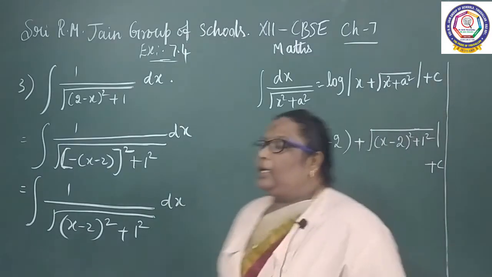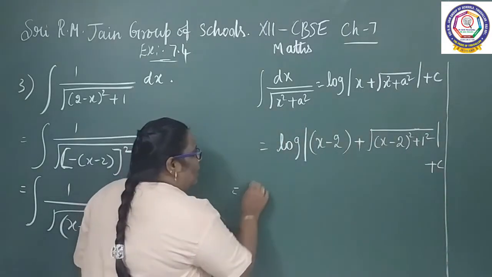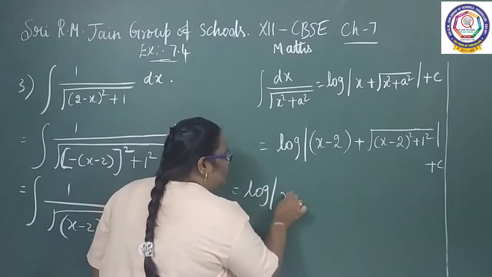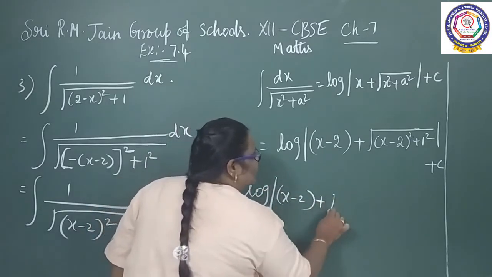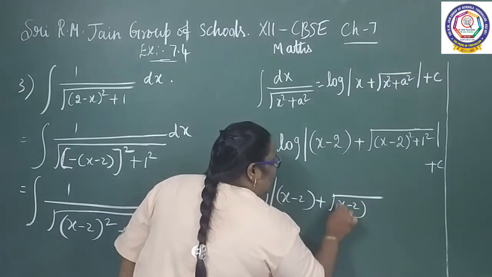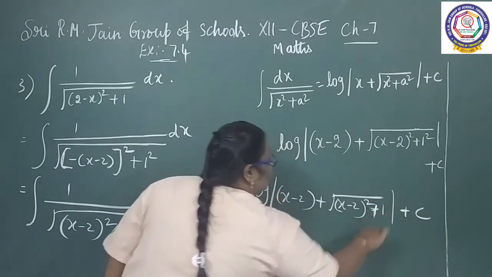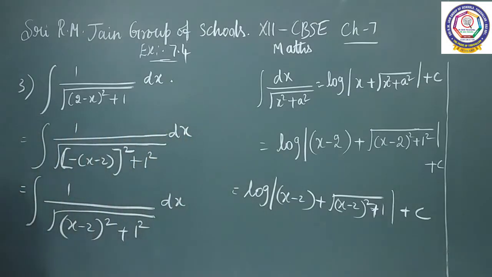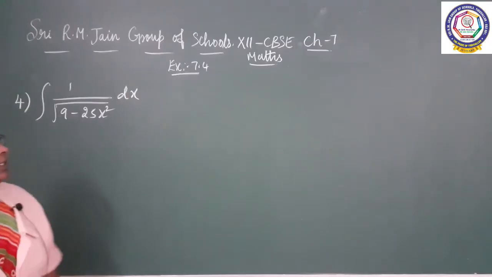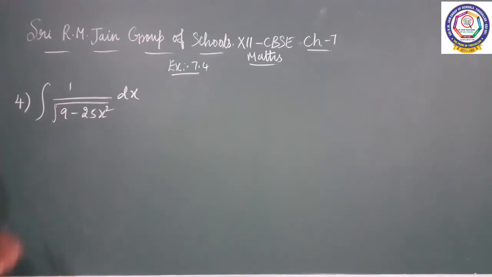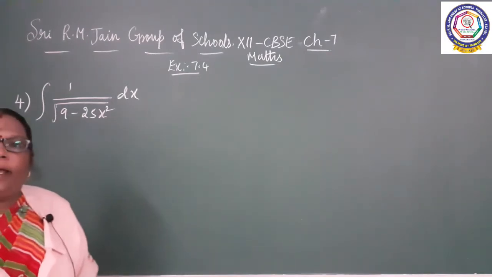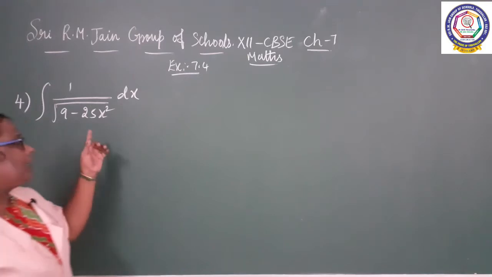So you can write it in a proper way. See here, log of modulus of x minus 2 plus root of (x minus 2) the whole square plus 1, plus c. Okay. See the fourth sum, integral 1 by root of 9 minus 25 x square.